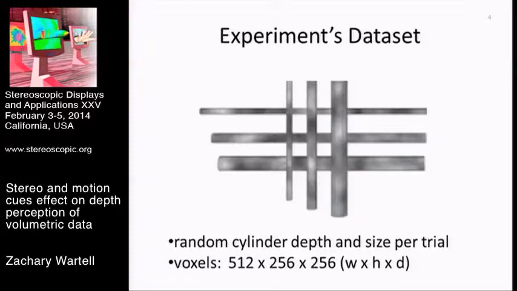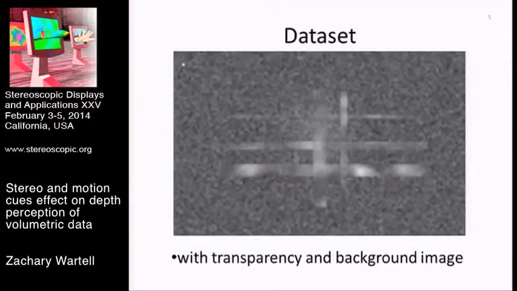The rendering was a plug-in to OpenSceneGraph using real-time GPU raycasting. The resolution of the voxel volume was 512 by 256 by 256. In this image, we don't show the transparency, just to make clear what we did, and we're using Perlin noise to modulate the opacity and intensity. In the actual image, it looks more like this once the transparency was enabled, and we also had a Perlin noise generated background image.